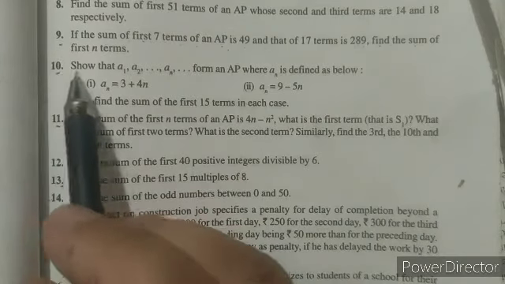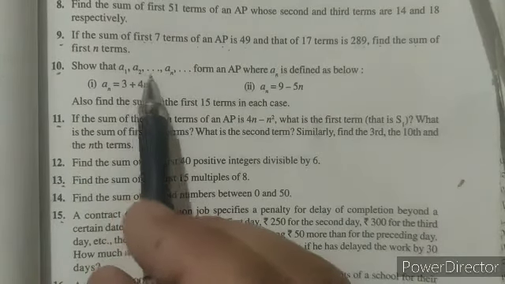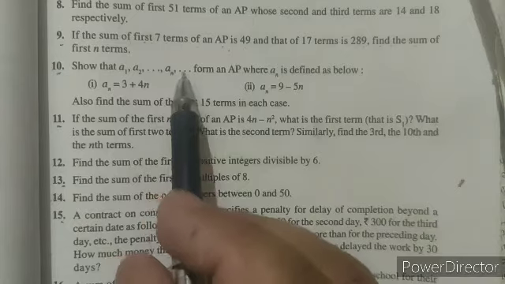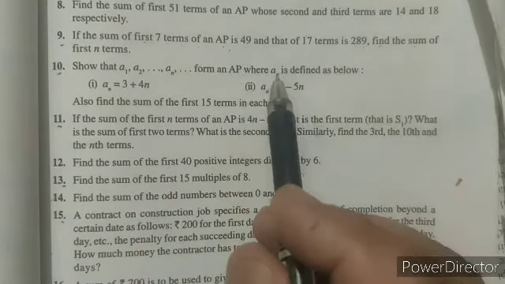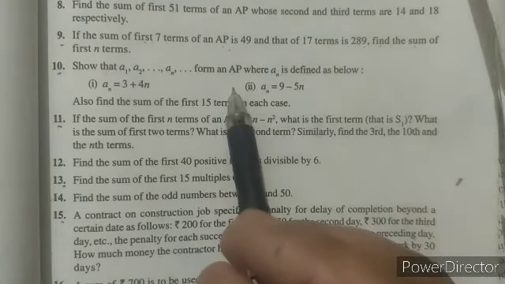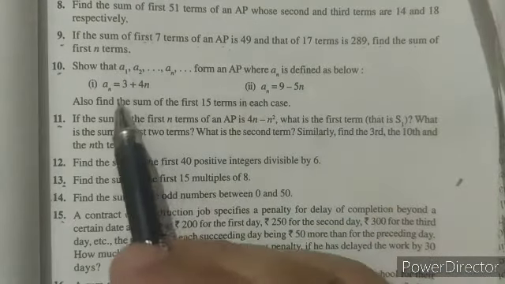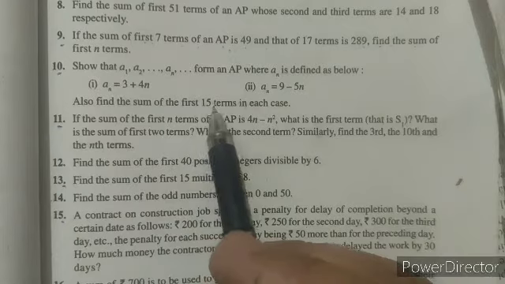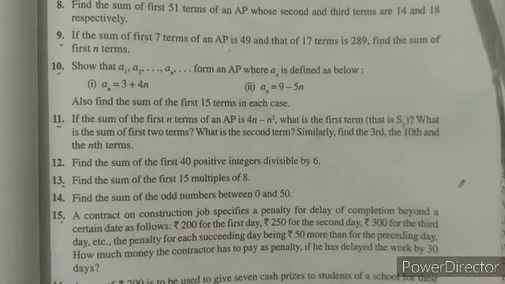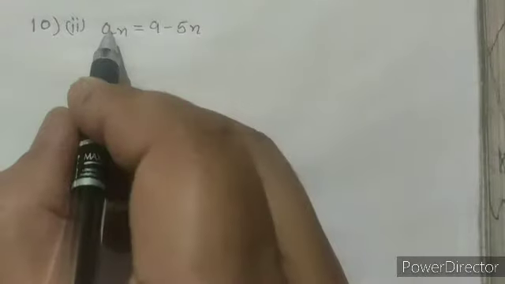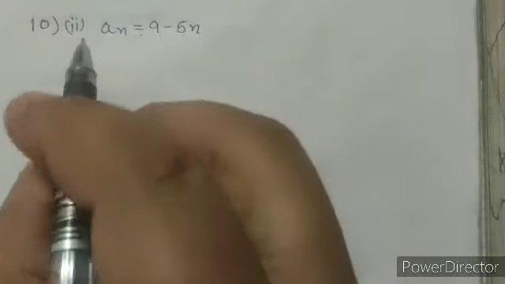Now question number 10. So that a1, a2 up to an and so on form an AP where an is defined as below. Now two parts are given to us. Also find the sum of the 15 terms in each case. Now I am doing the second part of it. Now an is equal to 9 minus 5n.